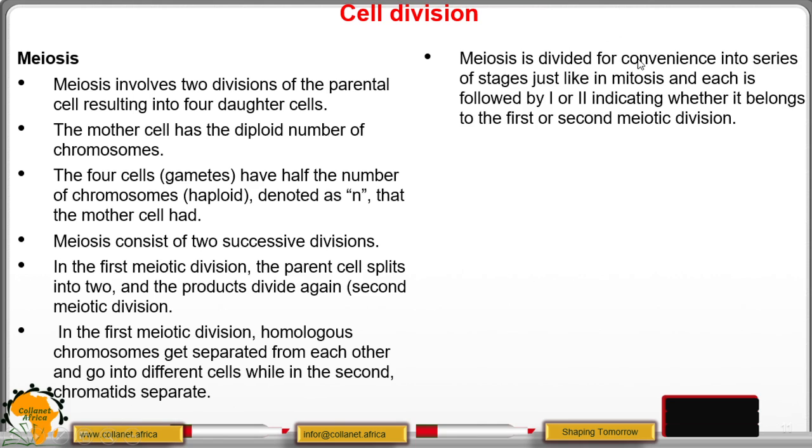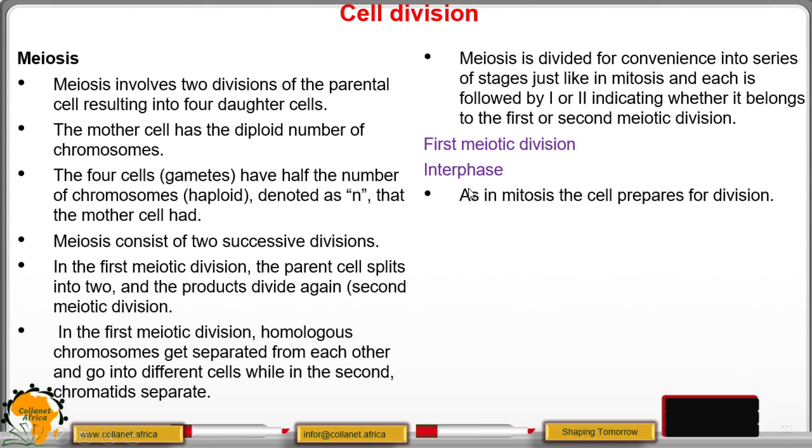Meiosis is divided for convenience into a series of stages, just like in mitosis, and each is followed by either 1 or 2, indicating whether it belongs to the first or second meiotic division. Let us look at what happens in the first meiotic division.